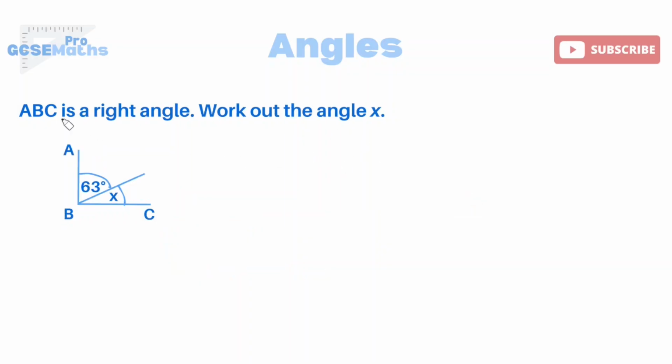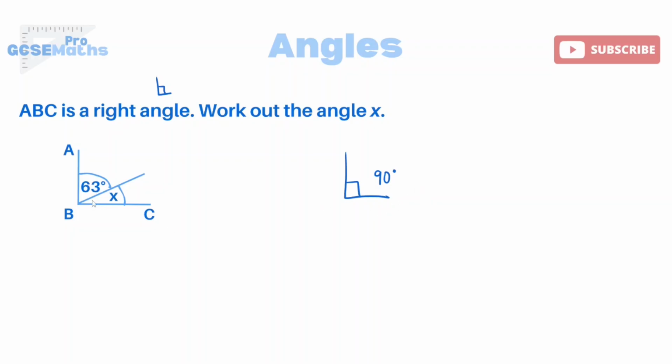The next one we have here is ABC is now a right angle. So you might have seen it drawn with this little square. Work out the angle X again. So a right angle, we need to know, is 90 degrees. If you see this little square, or if it mentions a right angle in those words, it's 90 degrees.